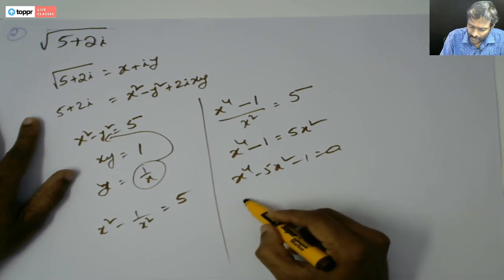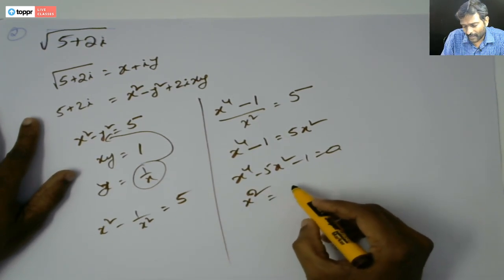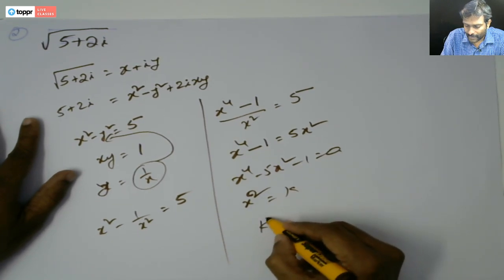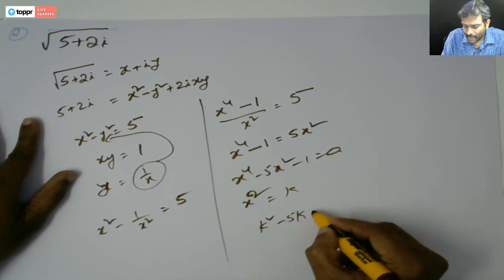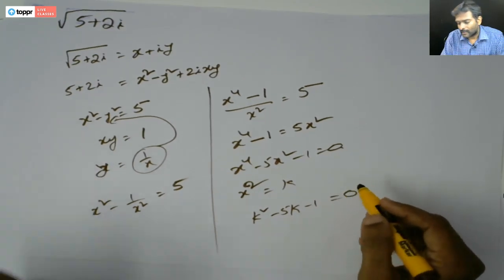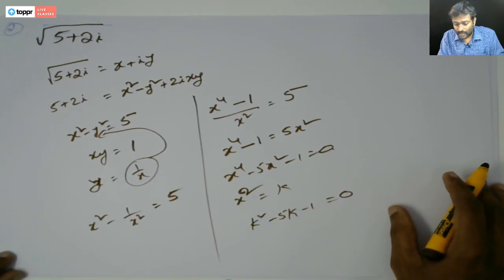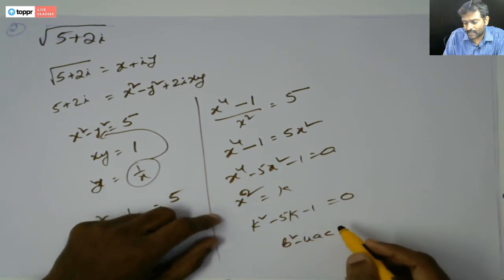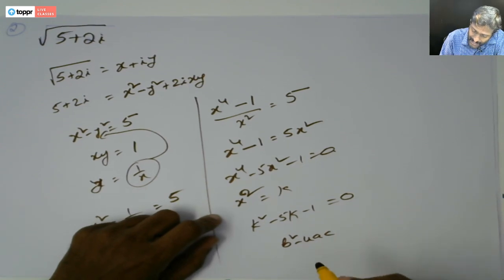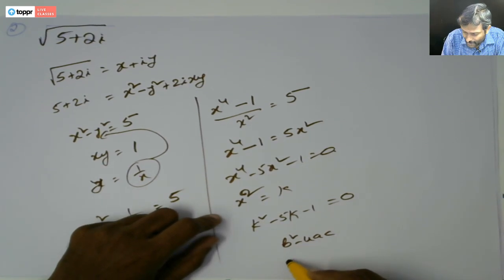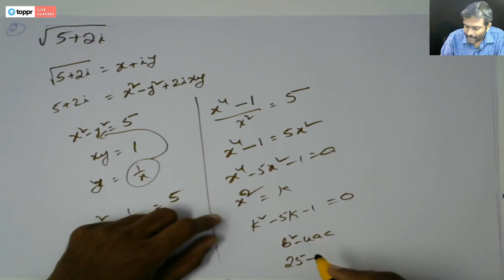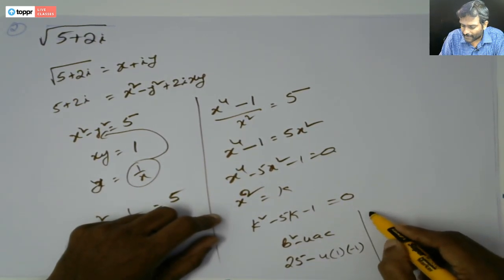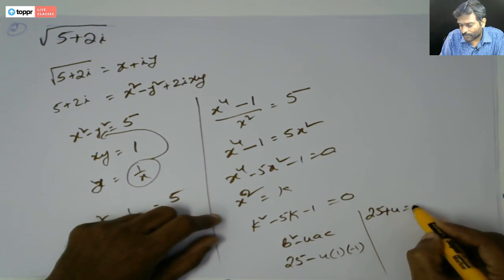So here you can treat x square as some value, let us say k. So what do we get? k square minus 5k minus 1 equals 0. Now we will first figure out whether these roots are real or imaginary, right? So b square minus 4ac is what you have to find, and here b is 5. 5 square is 25 minus 4 times 1 times minus 1. Then it's 25 plus 4, which is equal to 29.